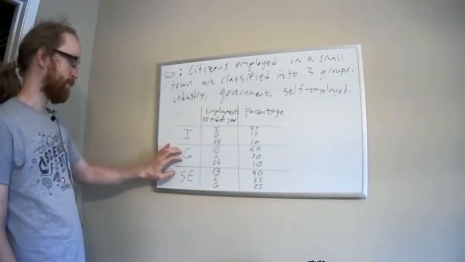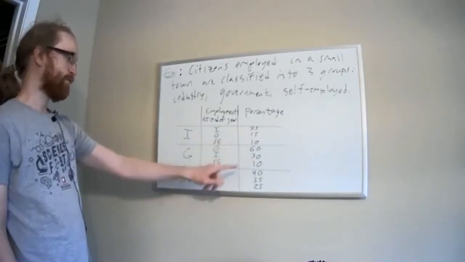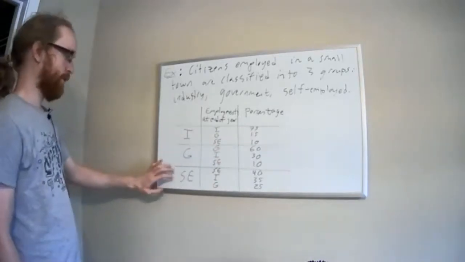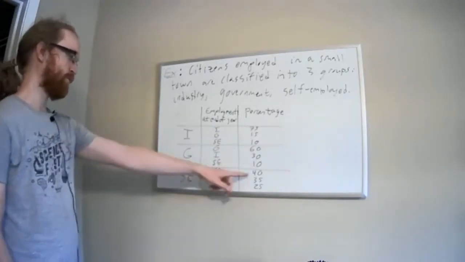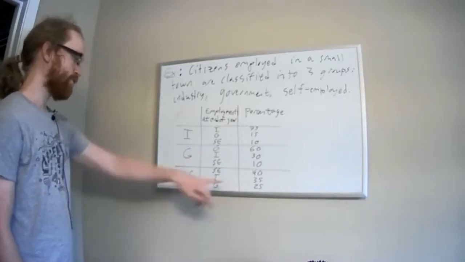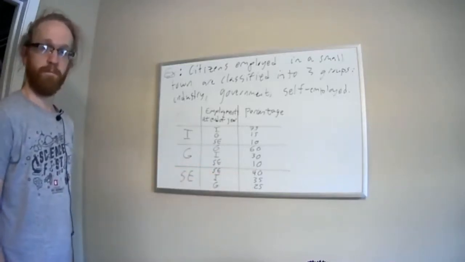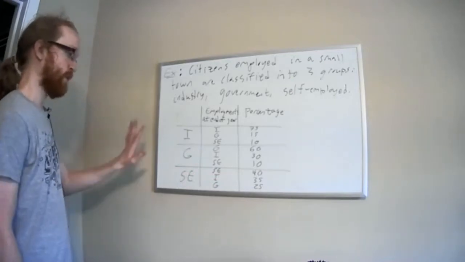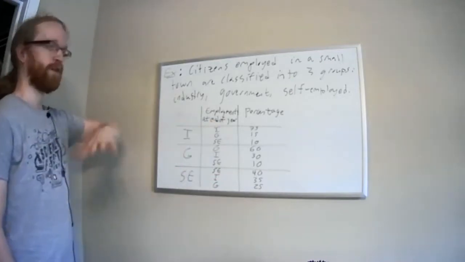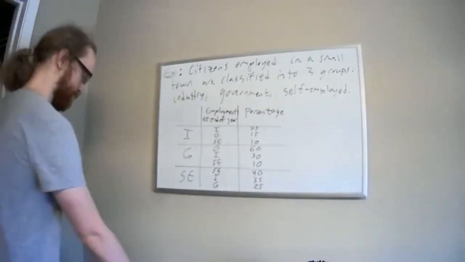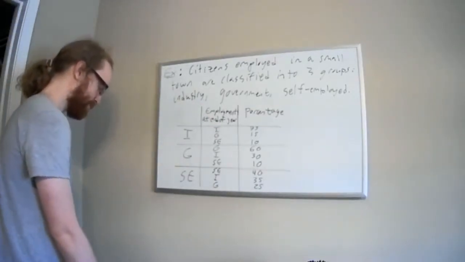Out of the government people, 60% will stay in government, 30% will switch to industry, and 10% will switch to being self-employed. And a similar thing for self-employed, 40% will stay self-employed, 35% will switch to industry, 25% will switch to government. So that's what I want this table to represent, the percentages of people that are switching classifications. Okay, switching employment.